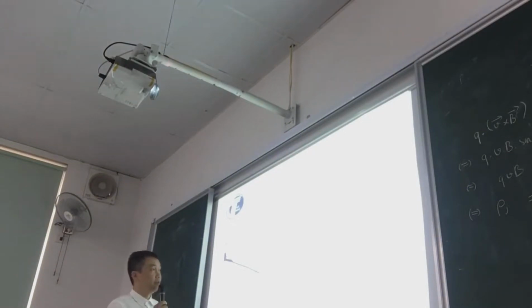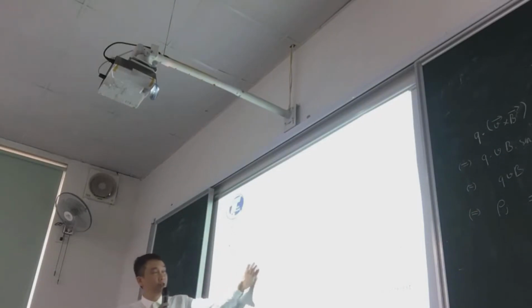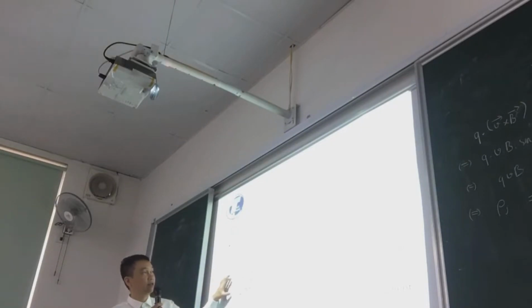Firstly, the idea is using the Biot-Savart law. So you try to find each element in the Biot-Savart law, and then you can calculate the magnetic field at the point P.